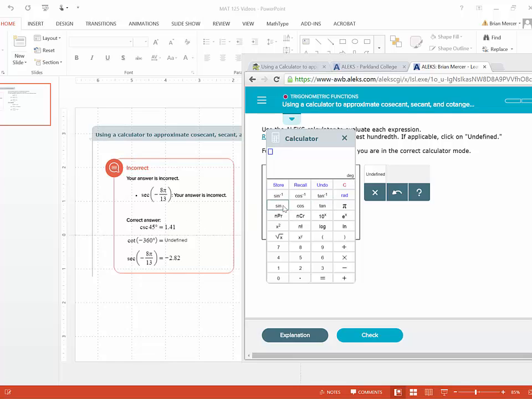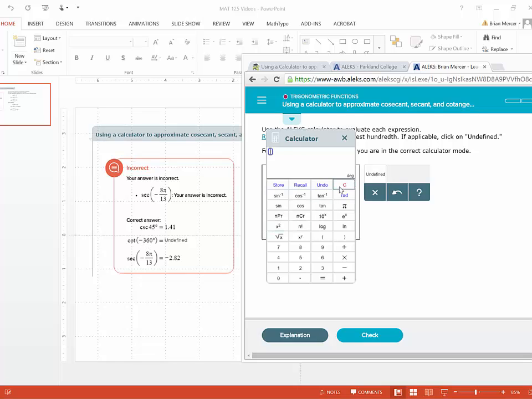Cosecant is 1 over sine, so I'm going to do 1 divided by the sine of 45 degrees, and when you hit equals, notice that's 1.41 rounded. To do cotangent, that is 1 over tangent.